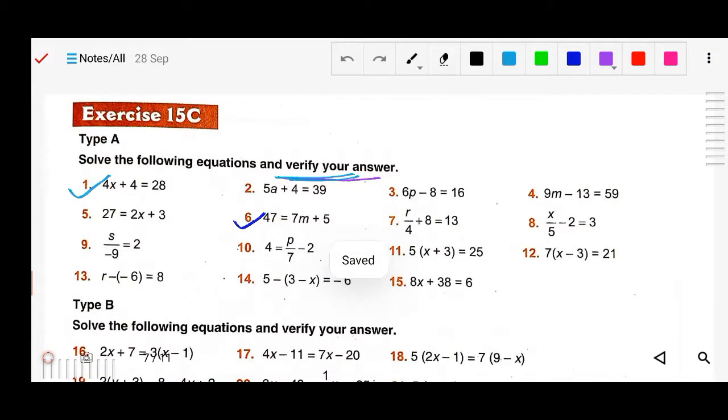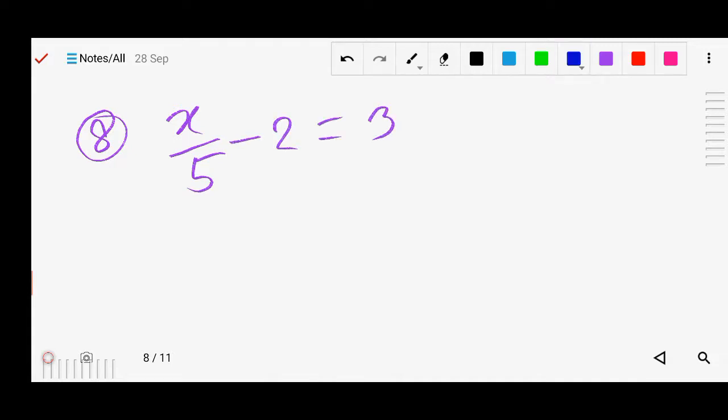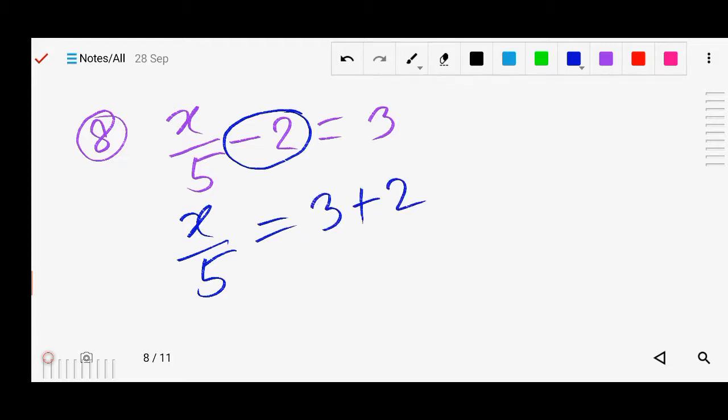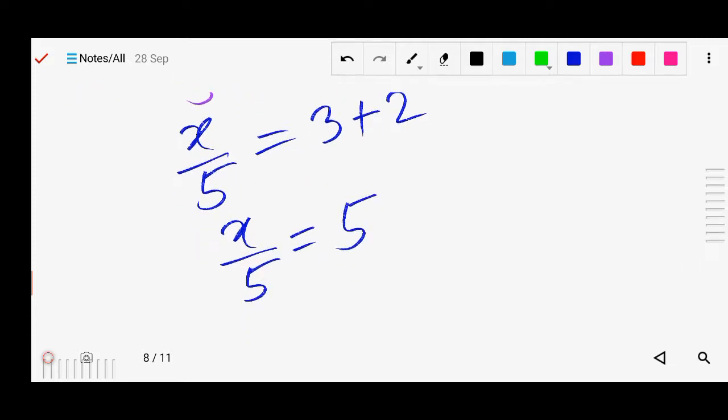Now next question number 8. X by 5 minus 2 equals to 3. Okay, let's do this one. First of all, this is a constant term, so we can move it to the other side: 3, and that side will go plus. Now x by 5 equals 3 plus 2, which will be 5. Now can I write 5 by 1?